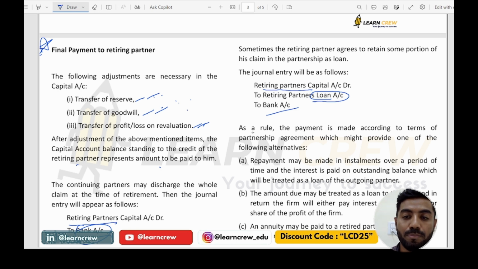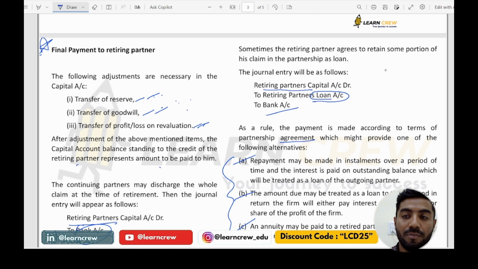Here, as per the agreement, we have three different types, and any of them can be followed. As a rule, the payment is made according to the terms of the partnership agreement, which might provide one of the following alternatives. Repayment may be made in installments over a period of time.